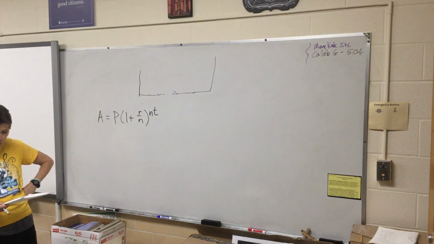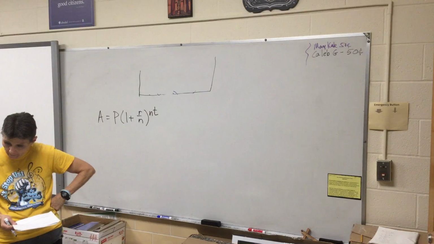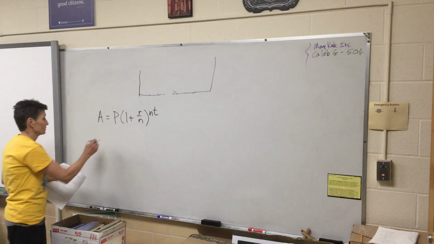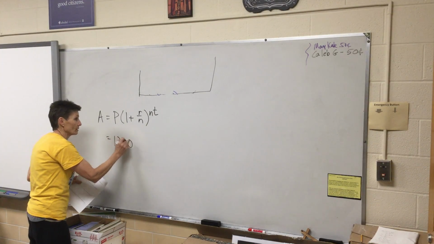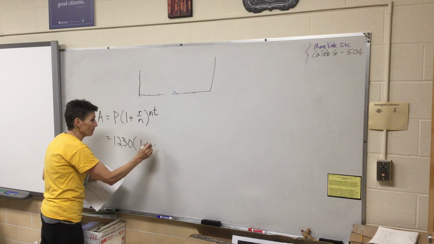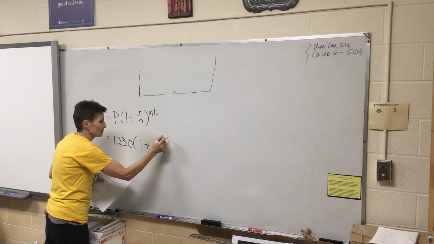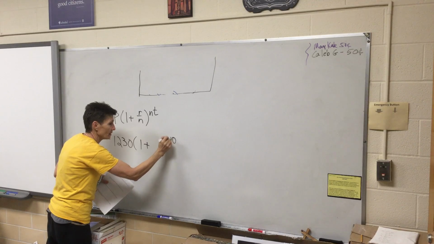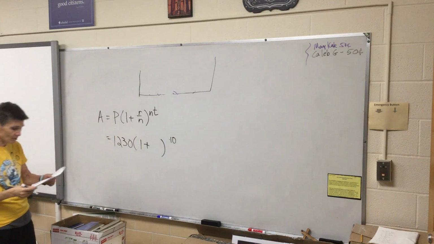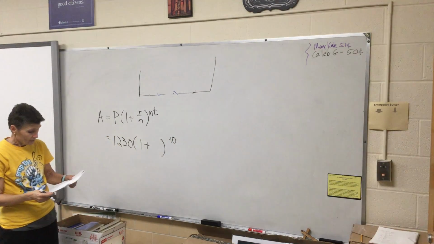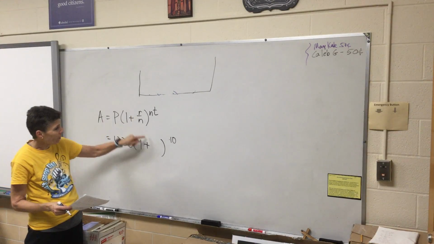Where does the 1,230 go? So 1, 2. T for T? T is going to be 10, because it says 10 years. Very good. So do I have something for R and N?